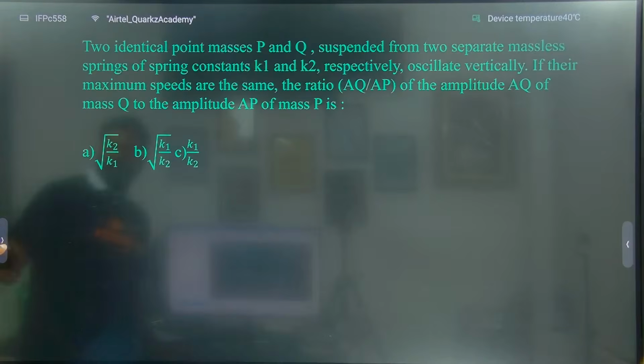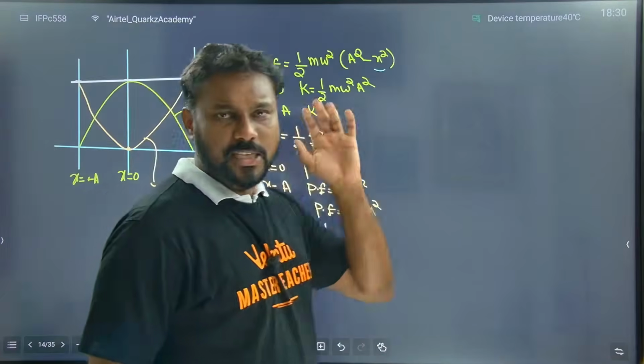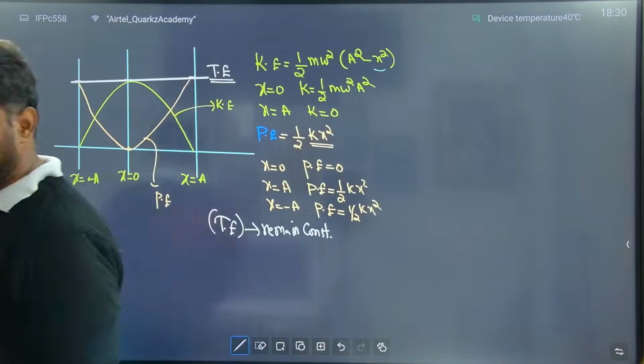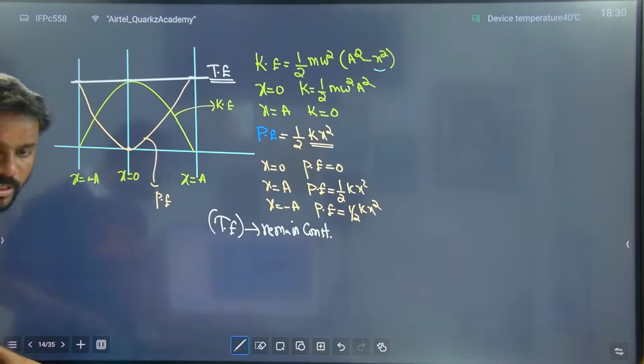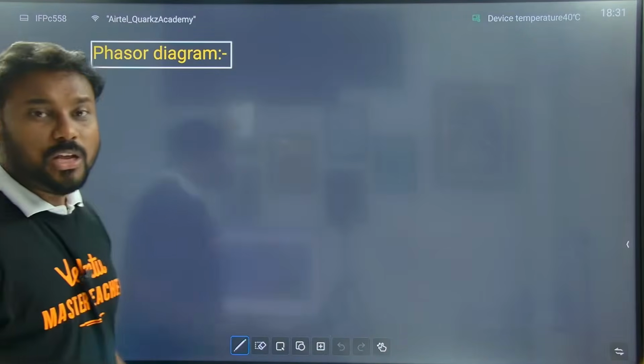Okay. So now based on that, we'll discuss the next one. We'll continue that idea, the basic idea, then we'll start the problem based on that. Okay. Now, what we are going to discuss now. See here. Yes, the phase diagram. What do you mean by the phase diagram?